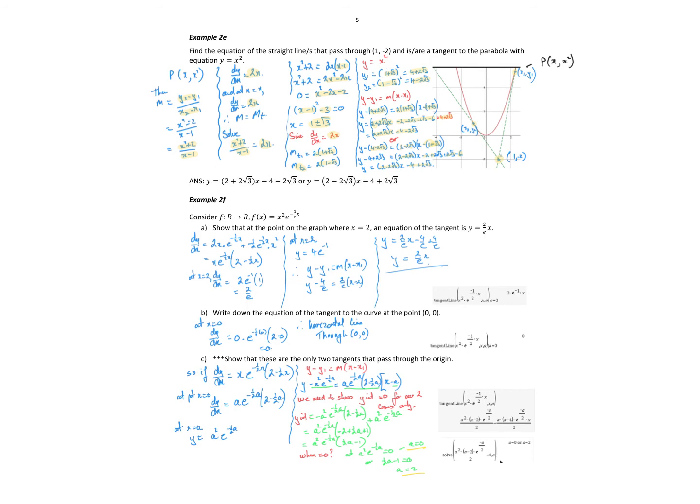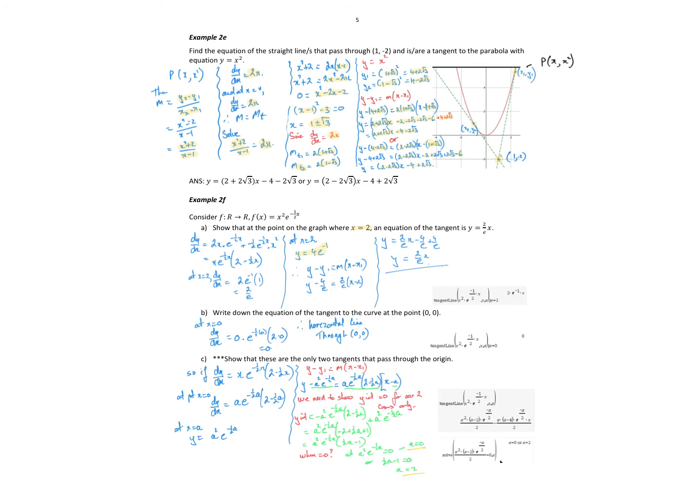We've got a function here, x squared e to the minus a half x. Show that the point on the graph where x equals 2, an equation of the tangent is y equals 2x on e. I need the equation of the tangent. So at x equal to 2, y is equal to 2 squared times e to the minus 1, which is just 4 e to the minus 1, which is 4 on e. So there's my coordinate.